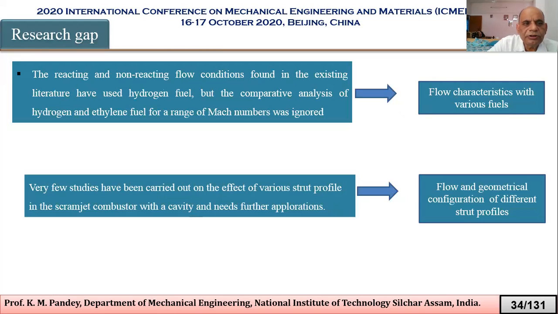Then third one, the reacting and non-reacting flow conditions found in the existing literature have used hydrogen fuel, but the comparative analysis of hydrogen and ethylene fuel for a range of Mach numbers was ignored. And fourth, very few studies have been carried out on the effect of various strut profiles in the scramjet combustor with a cavity, and it needs further investigation.